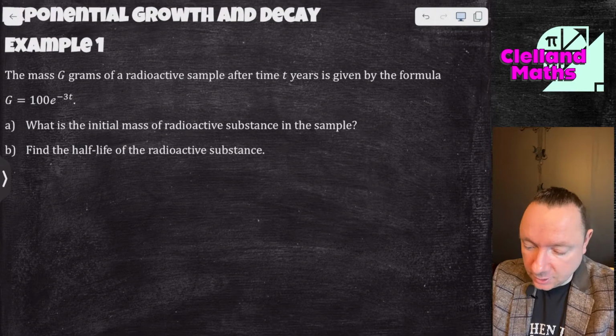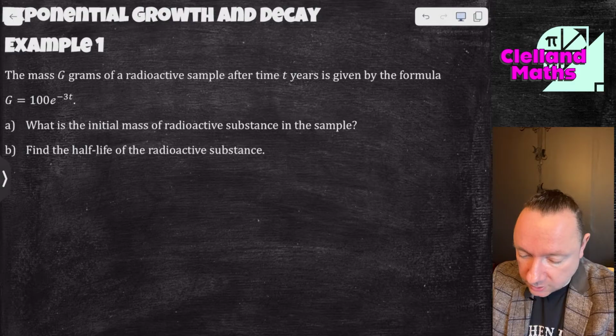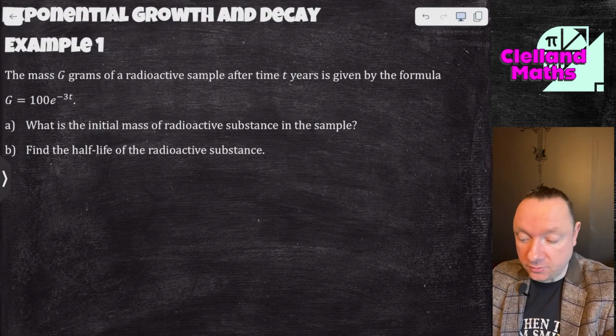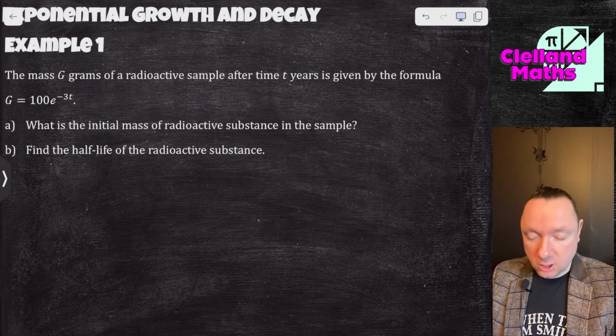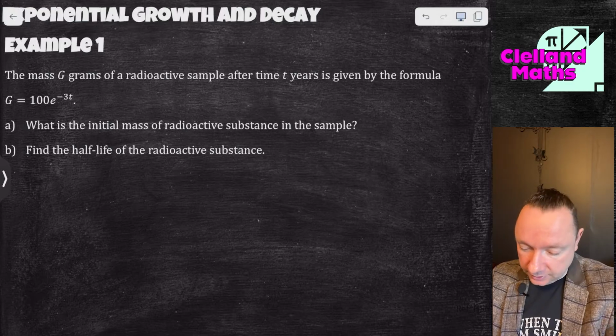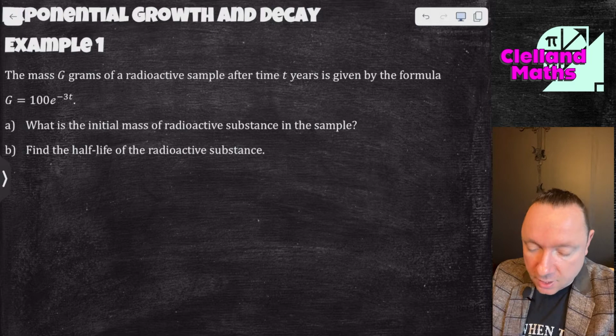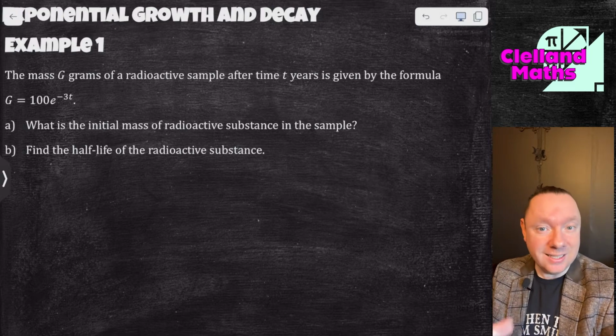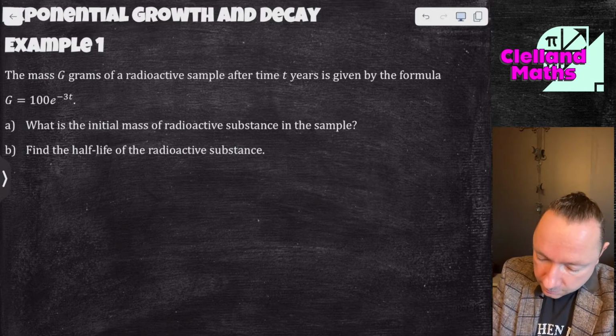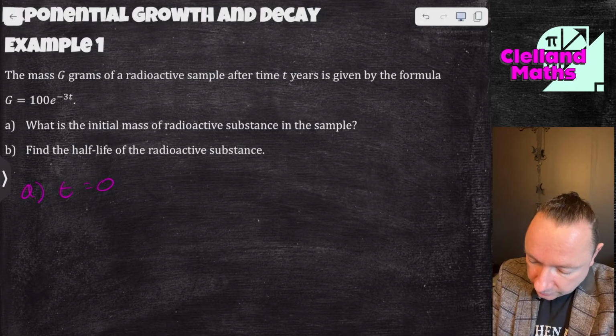So we can look at some equations of exponential growth and decay and solve some things. So imagine this one. Exponential growth and decay example 1. Example 1 says, mass g grams of a radioactive sample after a time t years is given by a formula, g equals 100 e to the minus 3t. What is the initial mass of a radioactive substance in the sample? And find the half-life. So initial mass is always initial t equals 0. So part A, when t equals 0, we get g equals 100 e to the minus 3 times 0, which is equal to 100.